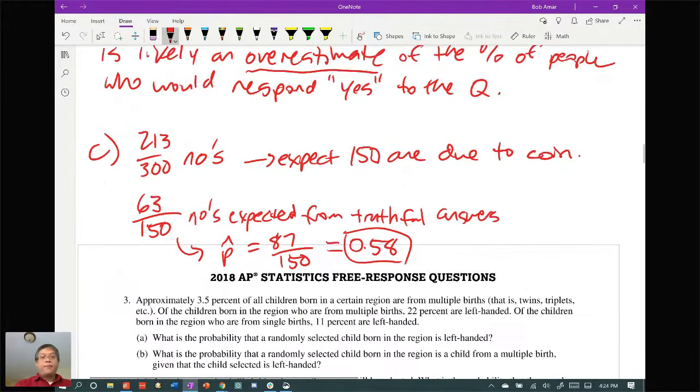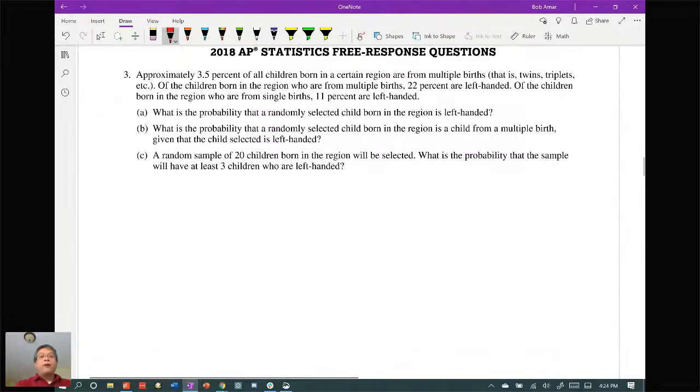Okay. Moving right along. Question 3. Approximately 3.5% of all children born in a certain region are from multiple births. Of the children born in the region from multiple births, 22% are left-handed. Okay. Of the children born in the region who are from single births, 11% are left-handed. Huh. This looks a lot like a tree diagram. You're just given an organization, right?